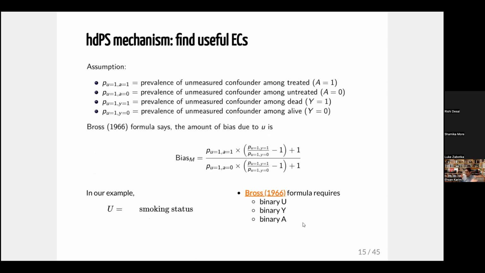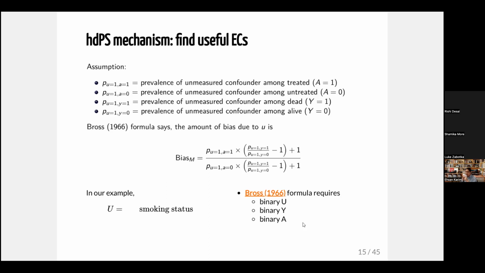Obviously, as we have shown in the previous slide, we cannot include all of these 2,400 empirical covariates. So how do we sort? To solve this problem, the core of this high dimensional propensity score framework is the Bross formula. The Bross formula was proposed in 1966, and it was a very simplified formula where you need to have a binary unmeasured confounder, binary outcome variable, and a binary exposure variable.